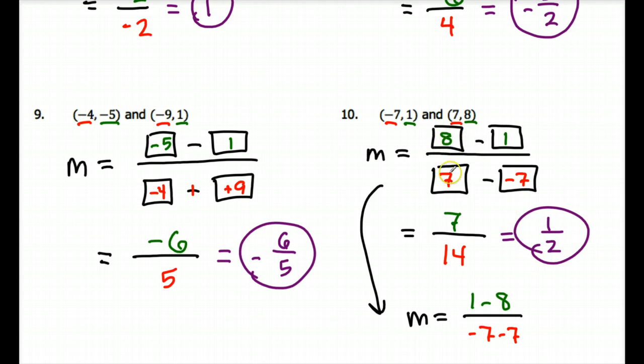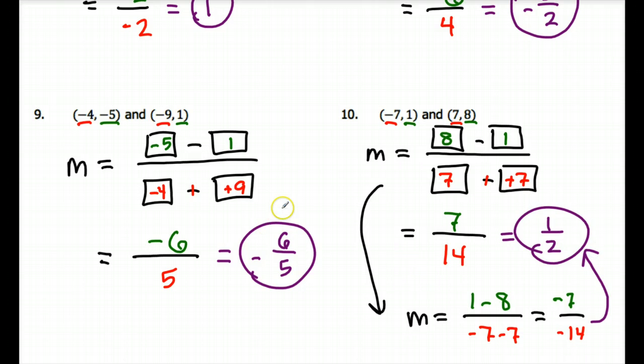So the way I did it, I get 7 over 14, since 7 minus -7 means I'm going to have to do some sign changes there and add. So 7 over 14 reduces to +1/2. Or, had you done it this way down here, 1 minus 8 will give you a -7, divided by -7 minus 7, which is -14. Well, you have a negative divided by a negative, which becomes a positive, and again 7 over 14 reduces to 1/2.